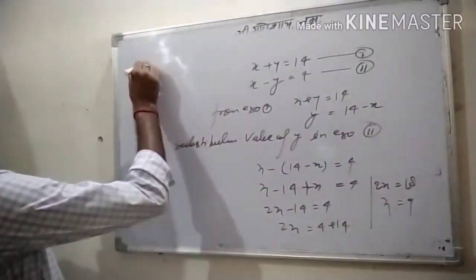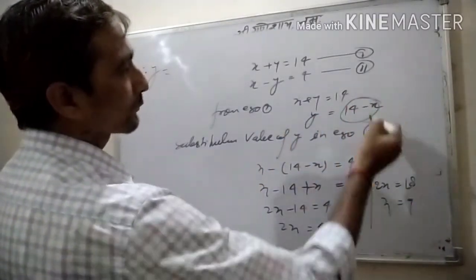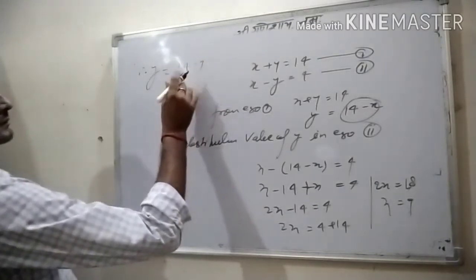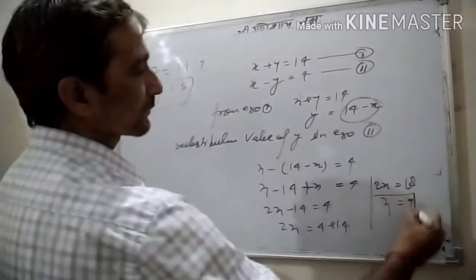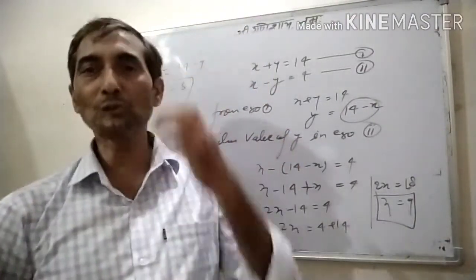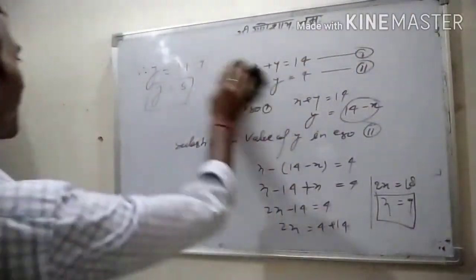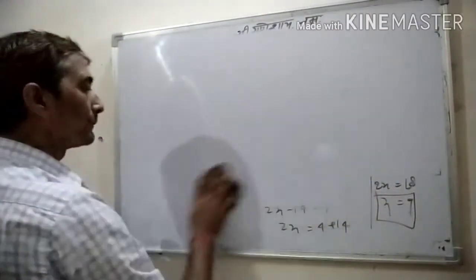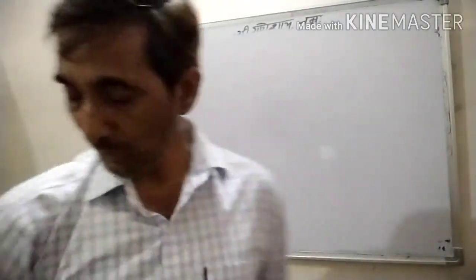Therefore y is equal to, the value of this, substitute this value in here. 14 minus 9 equal to 5. Now y is equal to 5 and x is equal to 9. This is your right solution by the substitution method. One question more.